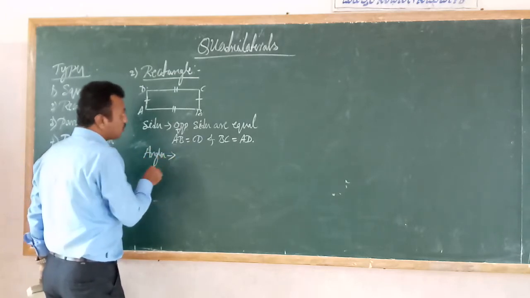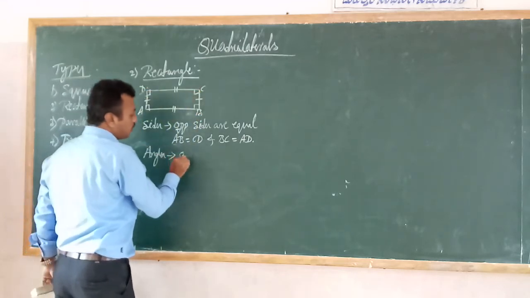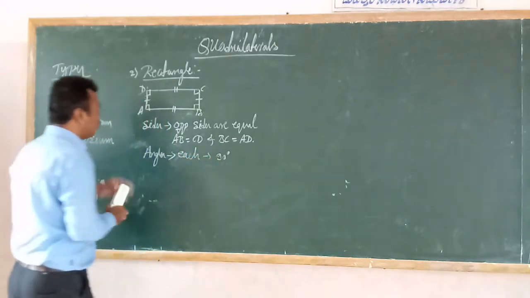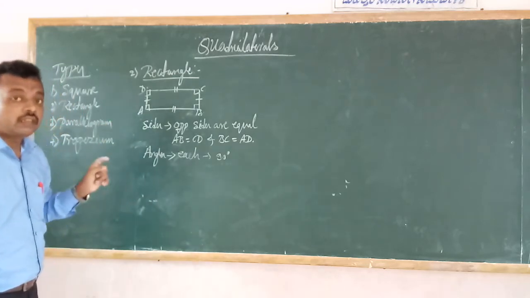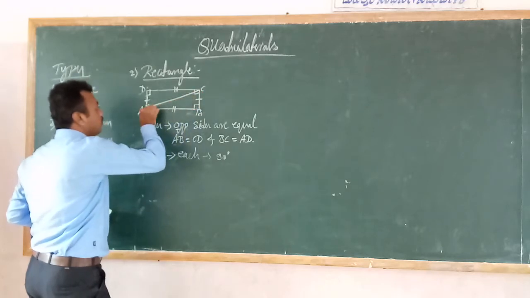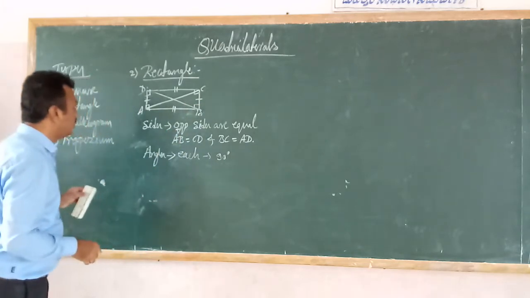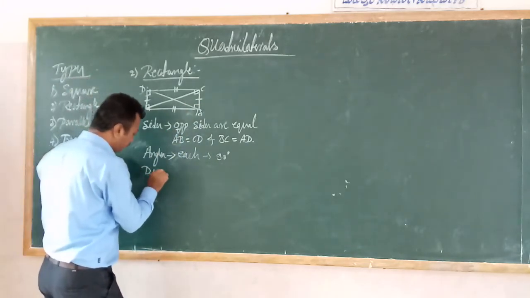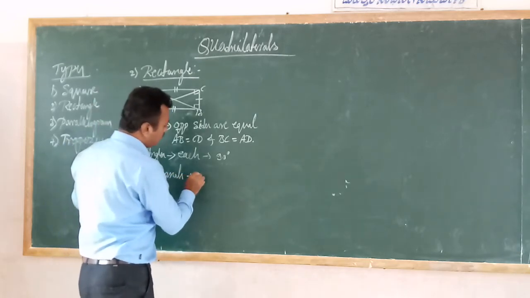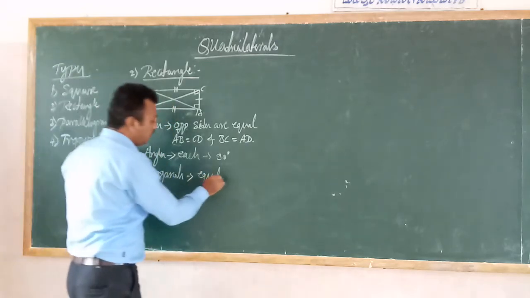Next, the angles. In a rectangle, all angles measure 90 degrees. Each angle measures 90 degrees. It means all angles are equal. Next, come to the diagonals. In diagonals, the diagonals are equal. The diagonals are equal and intersect each other.